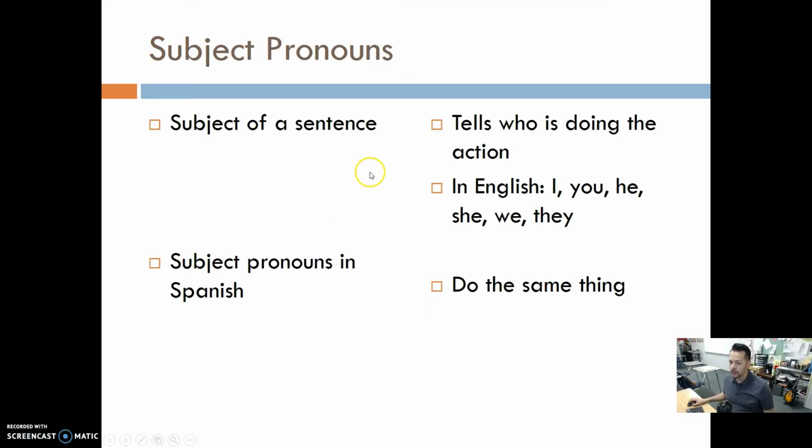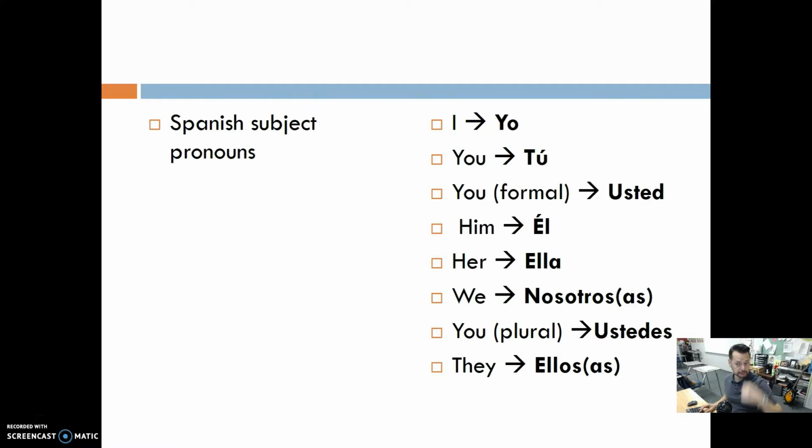Okay, so the subject of a sentence tells you who is doing the action, especially when it's somebody, like a person. I, you, he, she, we, they, all right, is what we use in English. Subject pronouns in Spanish perform the same exact function. They do the same exact thing. So here they are, señoritas y señores. So more or less, this is what you're looking at, all right?